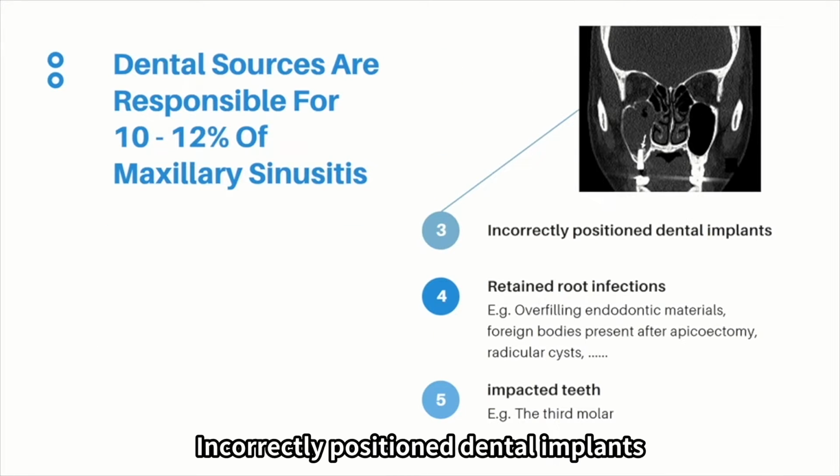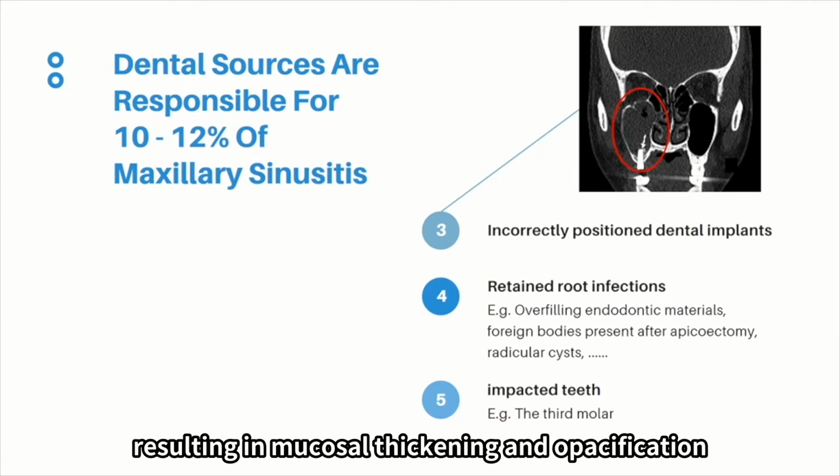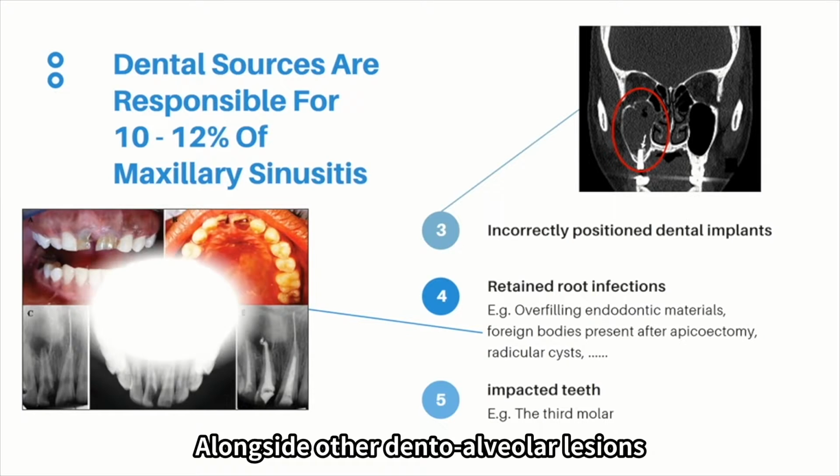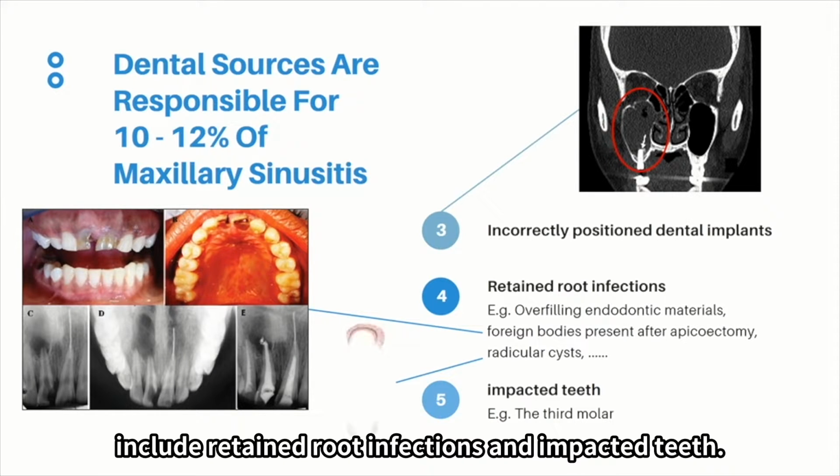Incorrectly positioned dental implants may protrude into the maxillary sinus, resulting in mucosal thickening and opacification with air bubbles in the right maxillary sinus. Alongside other dental alveolar lesions include retained tooth infections and impacted teeth.